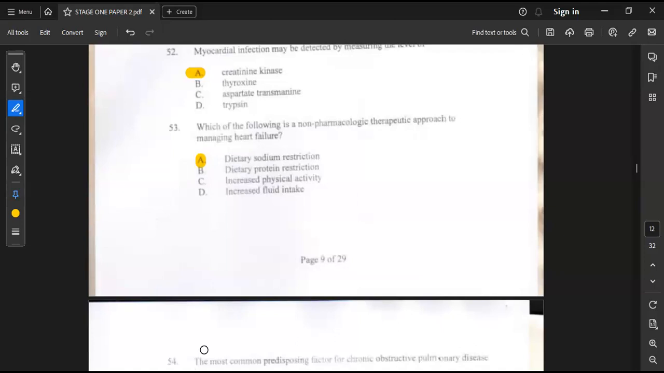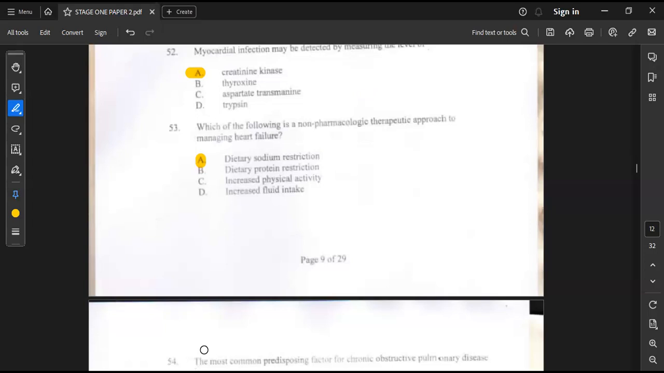I'm agreeing with you that the answer is sodium restriction. What about option C? What do we advise patients with heart failure? I know we are not telling them to exercise like they're running a 100-meter race, but on physical activity, do we advise on some exercise or something like that?